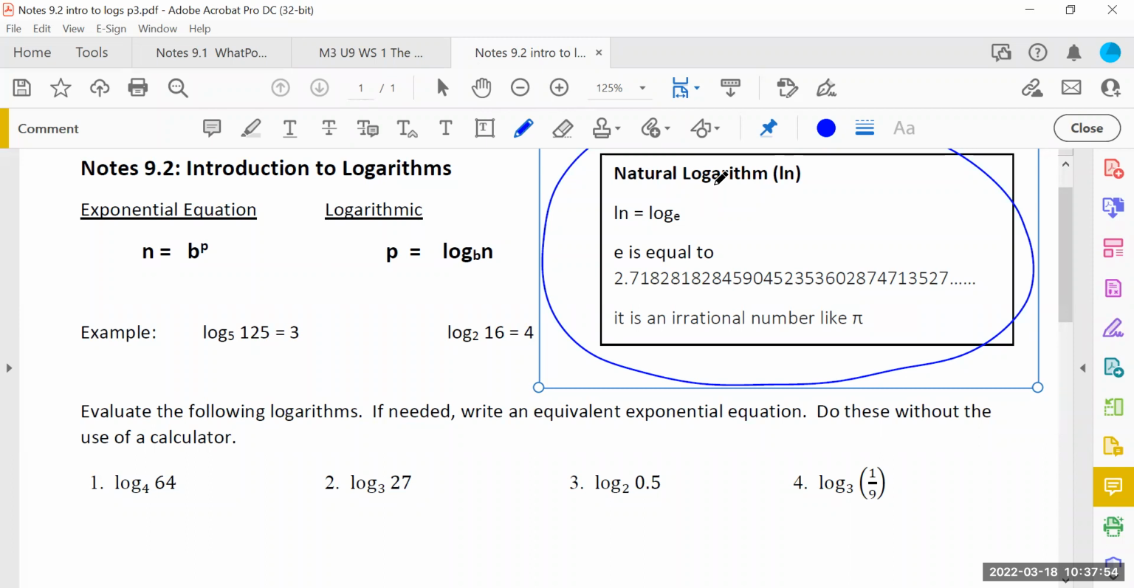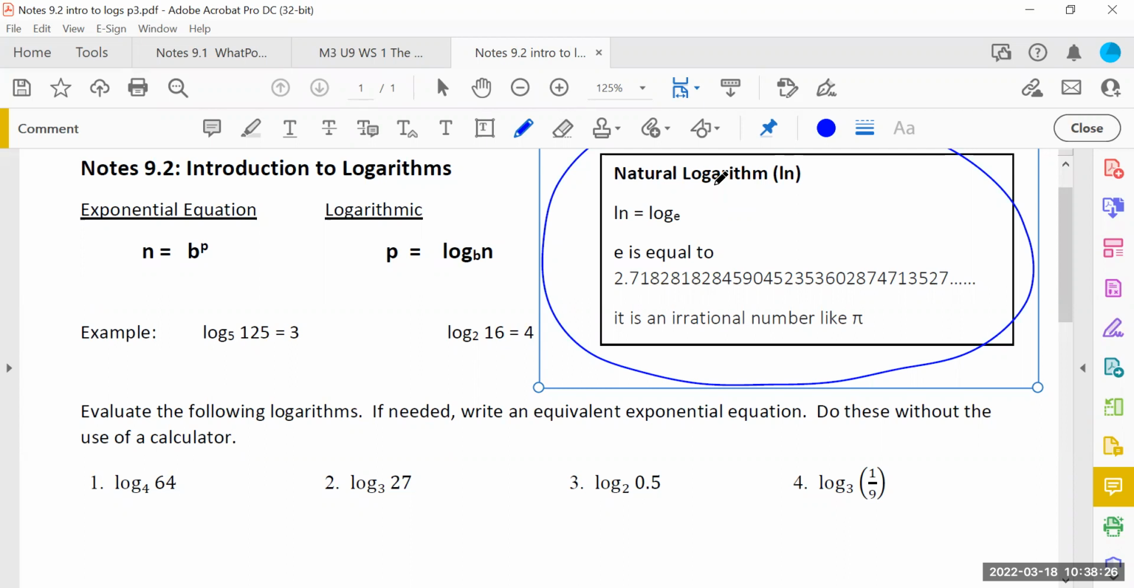So you do not need to memorize this number. If you have a calculator that can do logs, it's going to have an e key, just like it has a pi key. Does that make sense? You may have seen it, or maybe you've never even noticed it, but it's there. So again, irrational number like pi. I'm not going to have you memorize this. If you need it, you can use it from a calculator. Okay. The trick is that it happens so much that it gets its own name.